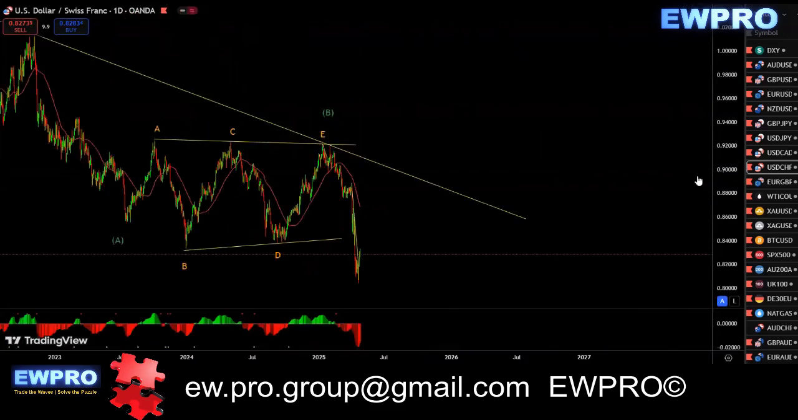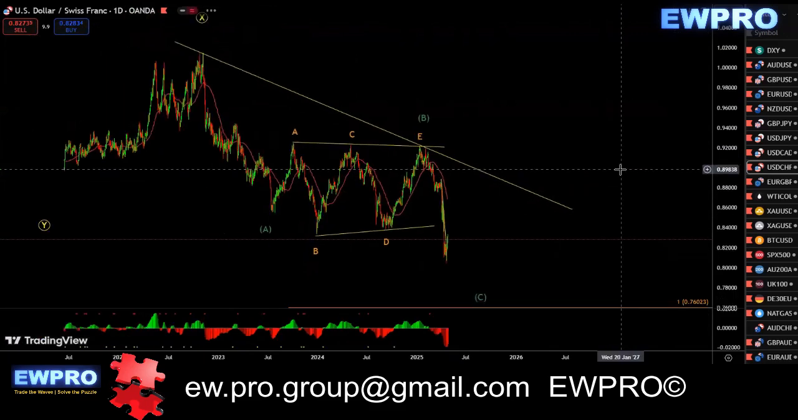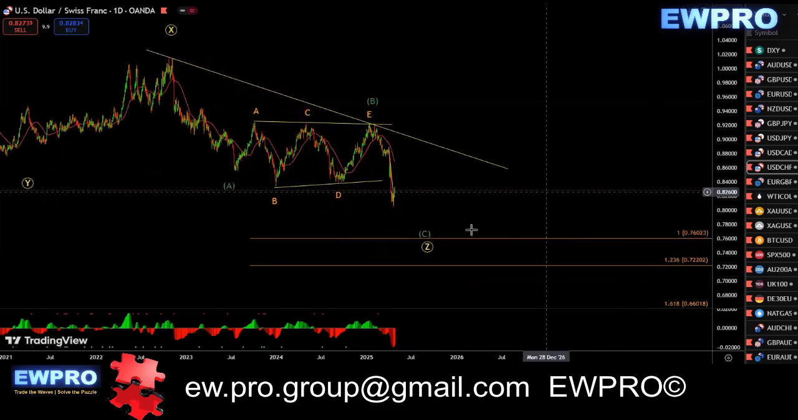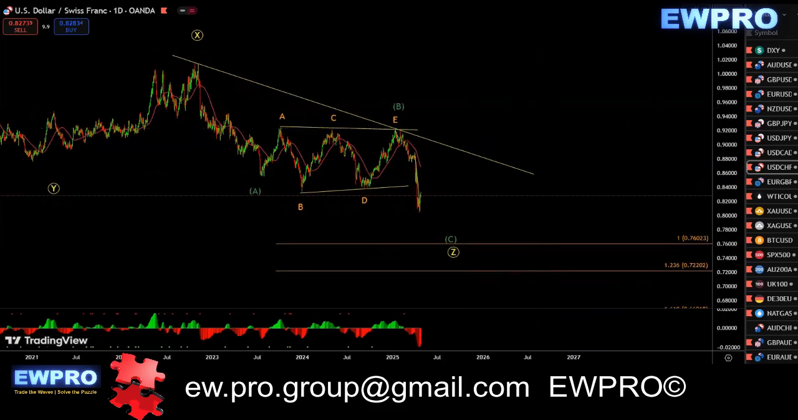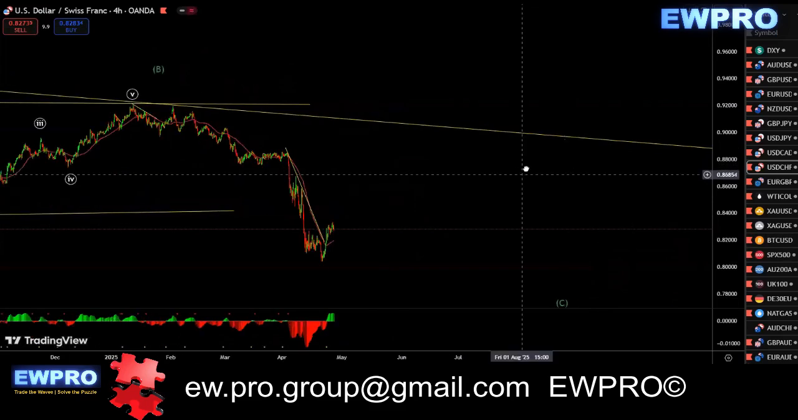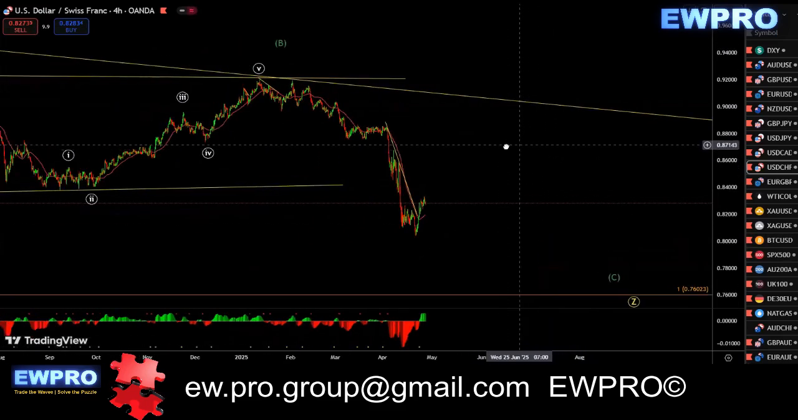The Swissy, we got this triangle in here, this running triangle. We got an A, B, C, D, E before we got an A, B, C. We didn't get anywhere near the 100 fib here, but definitely looking for buys on the lower time frame for a scalp.